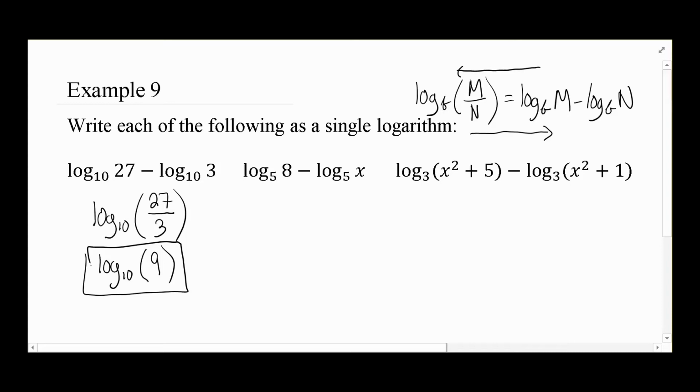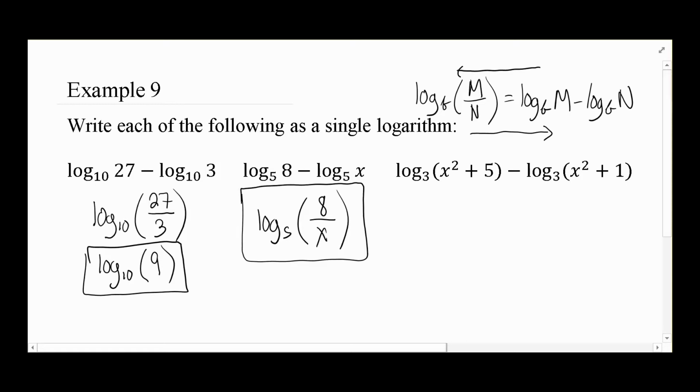Now we can involve variables as well in this next one. They're both base 5. We put the 8 in the top. We put the x in the bottom. And this time there's nothing to simplify then. Nothing divides out. That's as good as we can get.